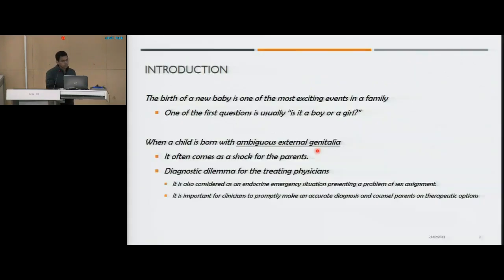Introduction. The birth of a newborn baby is one of the most exciting events in a family. One of the first questions usually asked is: is it a boy or a girl? But when a child is born with ambiguous external genitalia, it often comes as a shock for the parents, and it becomes a diagnostic dilemma even for the treating physicians, presenting a problem of sex assignment. It is important for clinicians to promptly make an accurate diagnosis and counsel parents on therapeutic options.